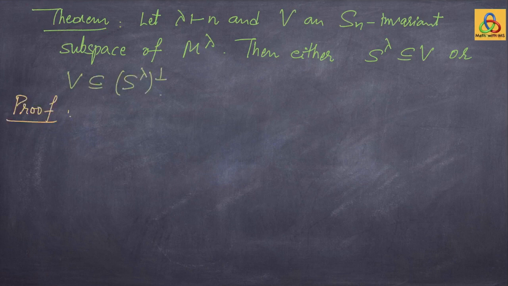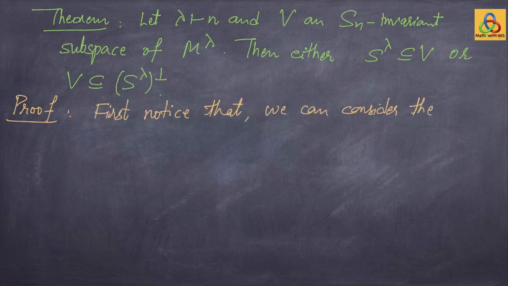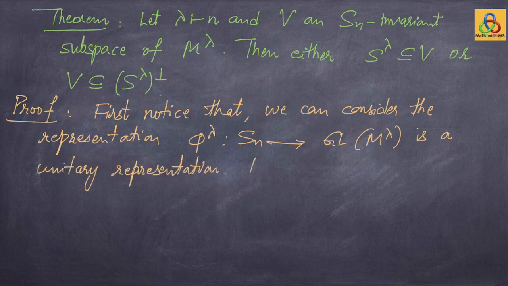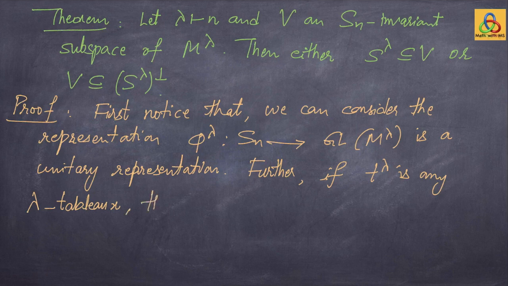First, notice that we can consider the representation phi lambda of the symmetric group Sn to GL of M lambda as a unitary representation. Further, if T lambda is any lambda tableau, then consider the adjoint of the operator A T lambda. Then A of T lambda, its adjoint. What is this by definition? Write the definition of A T lambda.